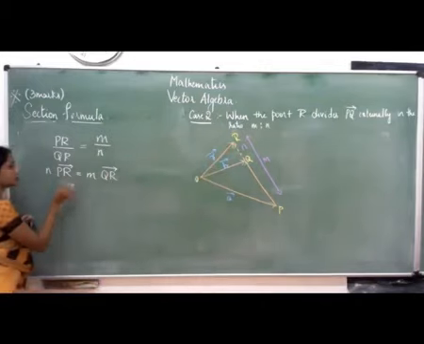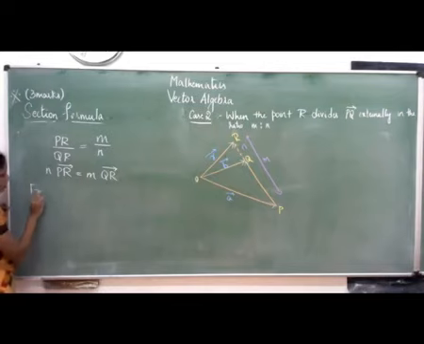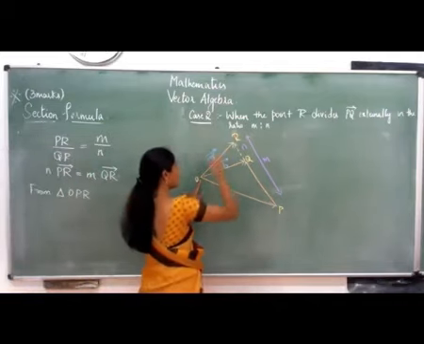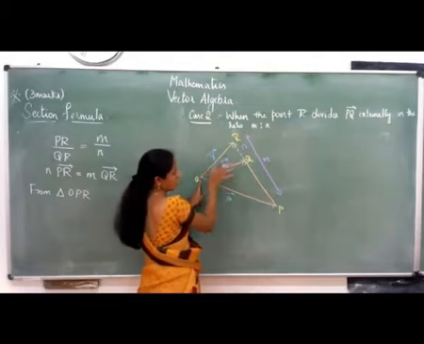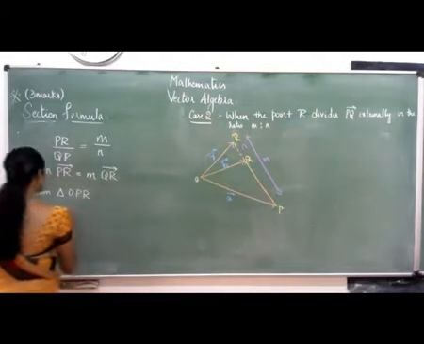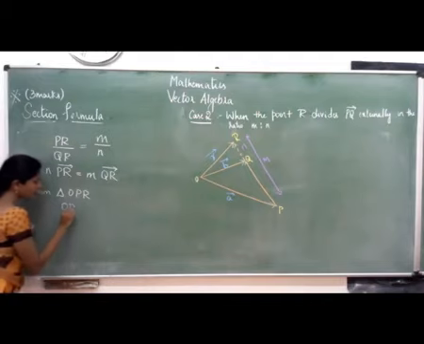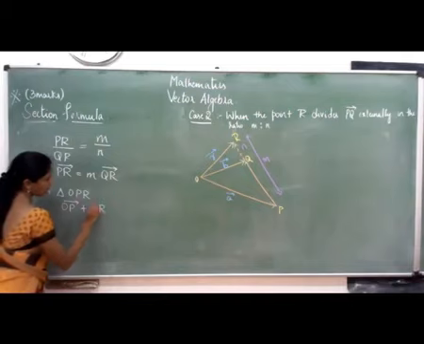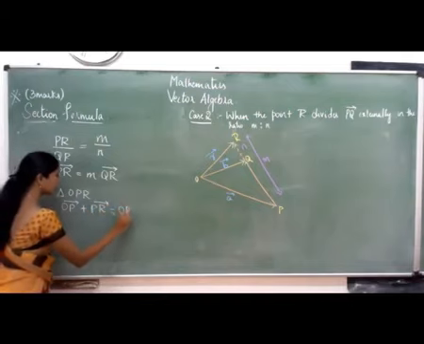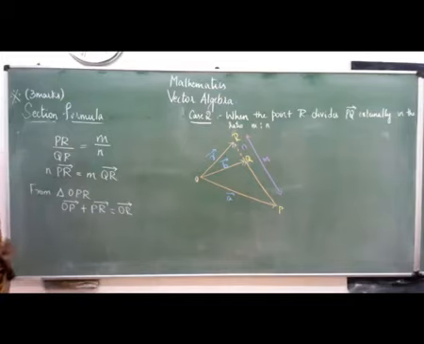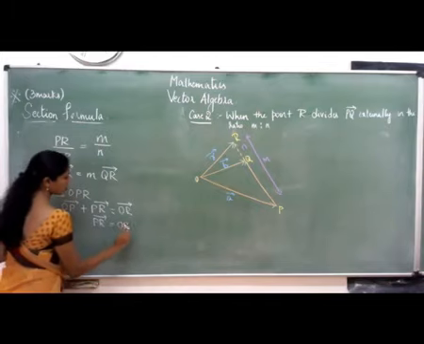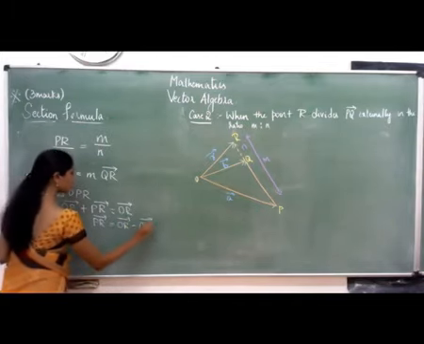So therefore, now let us take the triangle OPR, this big triangle OPR, leaving off this middle line. From the triangle, we can write vector OP plus vector PR is equal to vector OR by applying the triangular law of vector addition. Hence, vector PR is equal to vector OR minus vector OP.